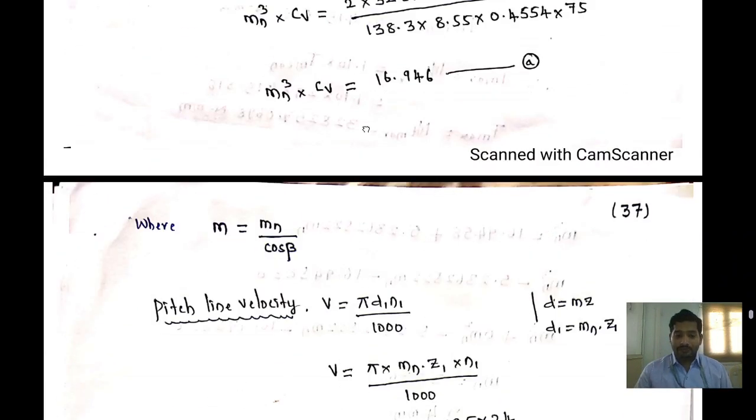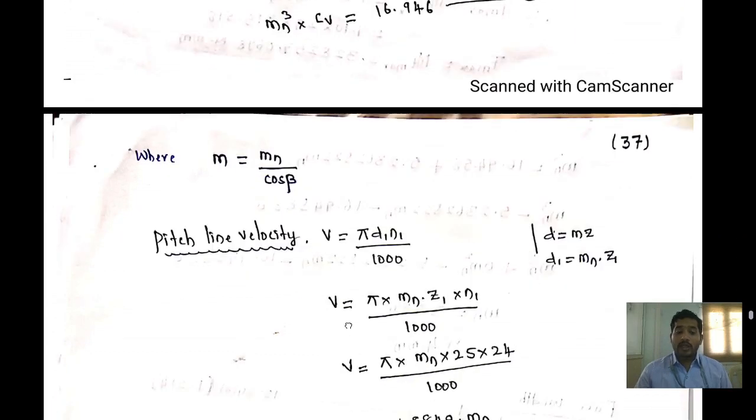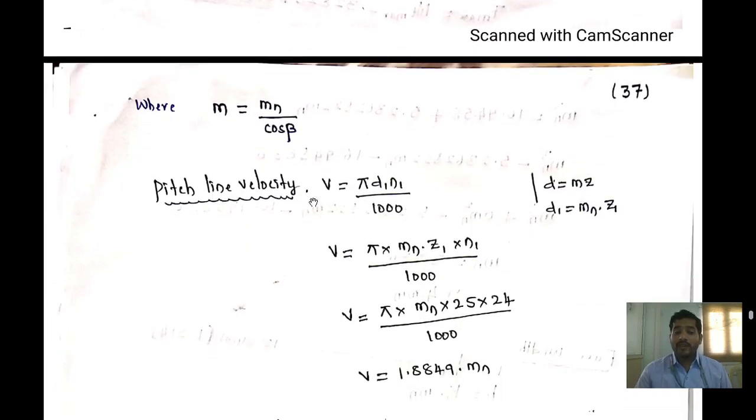After that, we need to find out the pitch line velocity. We have the formula V is equal to pi d1 n1 by 1000. For d1, the formula is module into number of teeth on the pinion, so Mn into z1 into n1 by 1000. Mn into z1, where the number of teeth on the pinion is 25 and the speed of the pinion is 24, by 1000. If you divide the whole value, you will get 1.8849, because Mn is an unknown value. Clear?